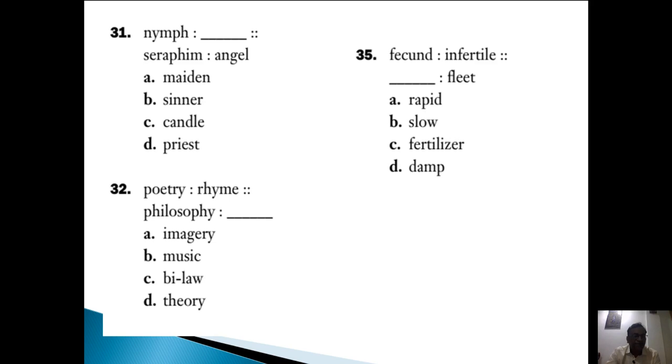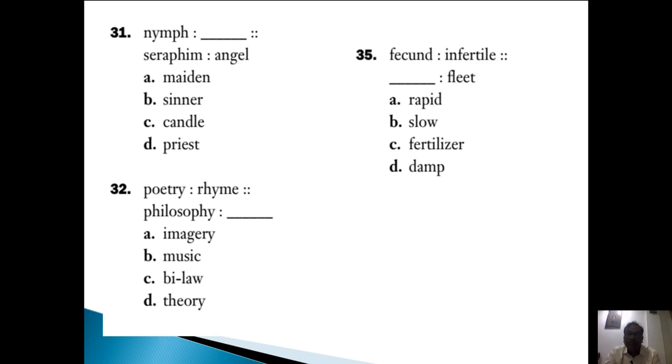next category actually. Next question, poetry equal to rhyme, then philosophy equal to what? Poetry is often comprised of rhyme. Philosophy is often built on theory. Getting me? The content is related to each other here in this example. Poetry equal to rhyme, then philosophy equal to theory. Next one.